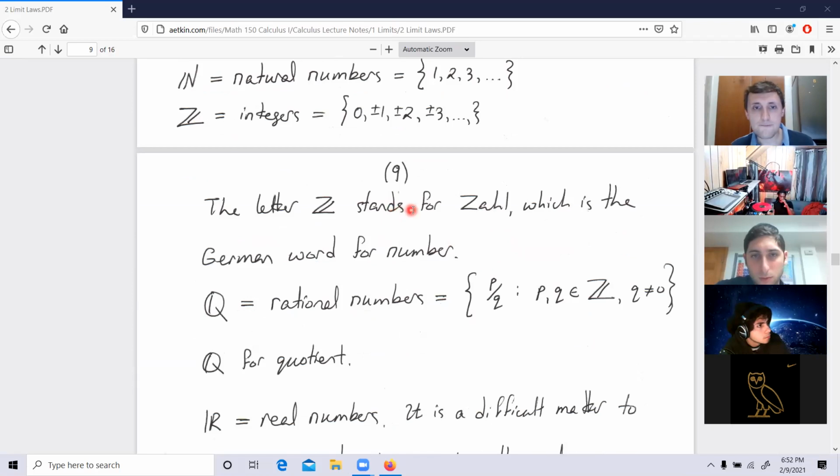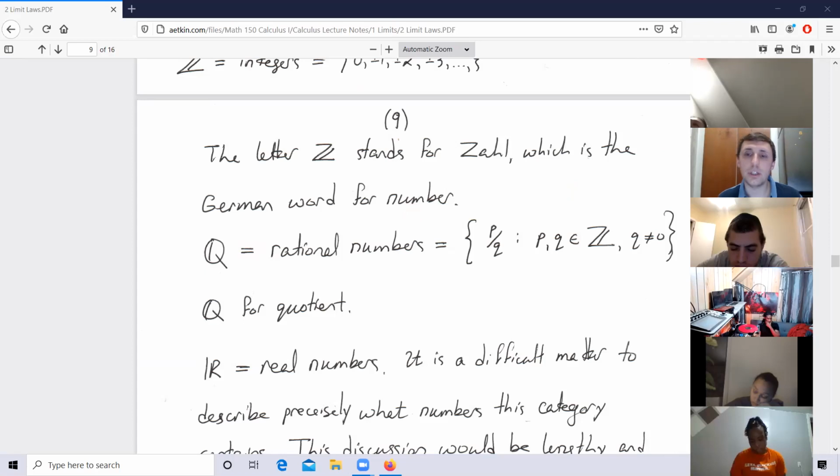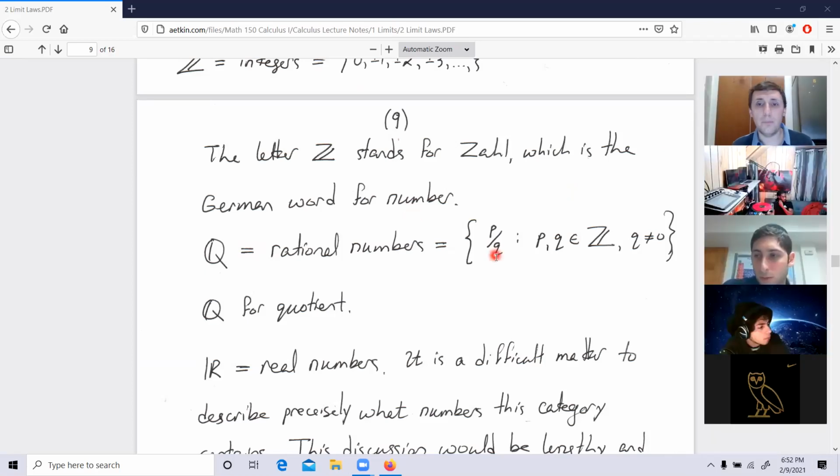Okay, now next level is quotients. Q is for quotient. Those are rational numbers. Rational not because they are reasonable, but because it's a ratio. It's a fraction. Okay, next are the fractions. So that would be P over Q, where P and Q are any integers and Q is not 0.